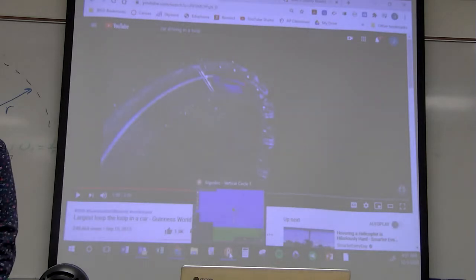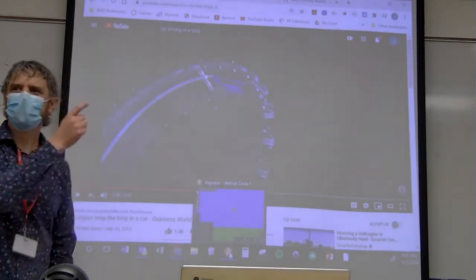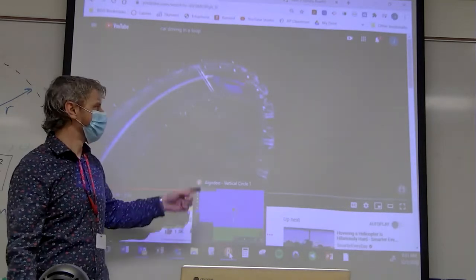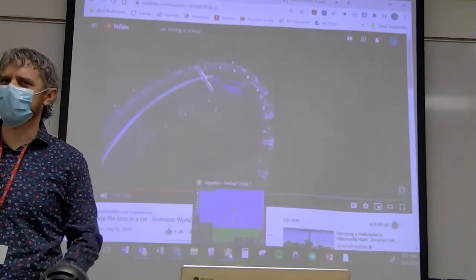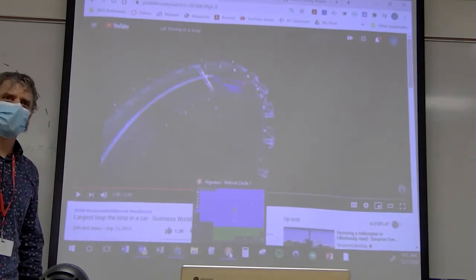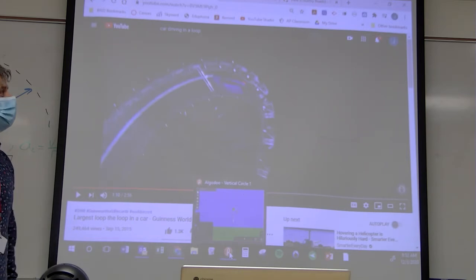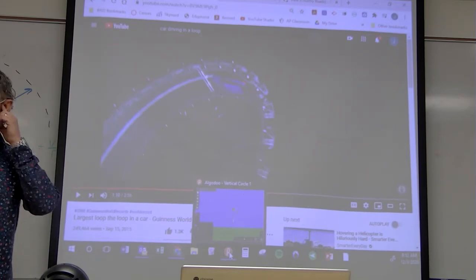So what force? There's no string here. And the weight force is not the only centripetal force at the very top. What's the centripetal force for the car going through the loop? What's the centripetal force for her going through the skateboarding loop? It's the normal force. Yeah.